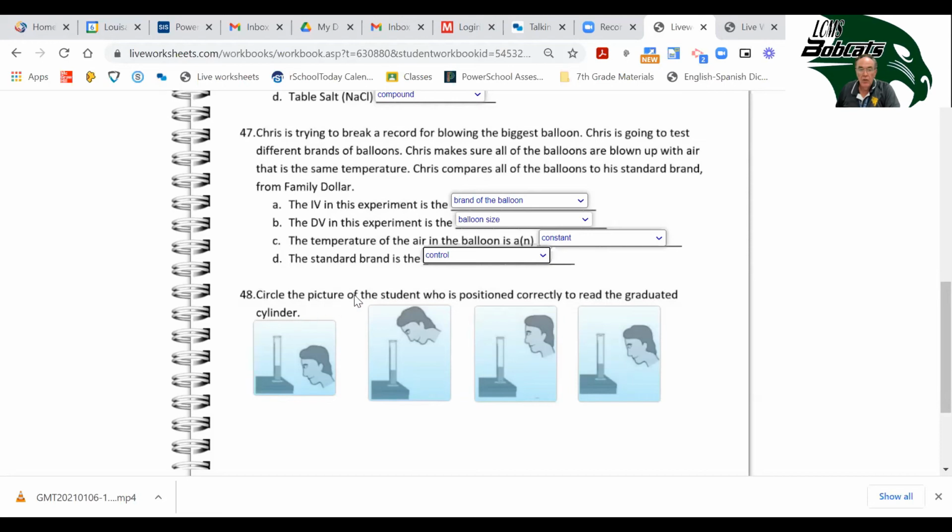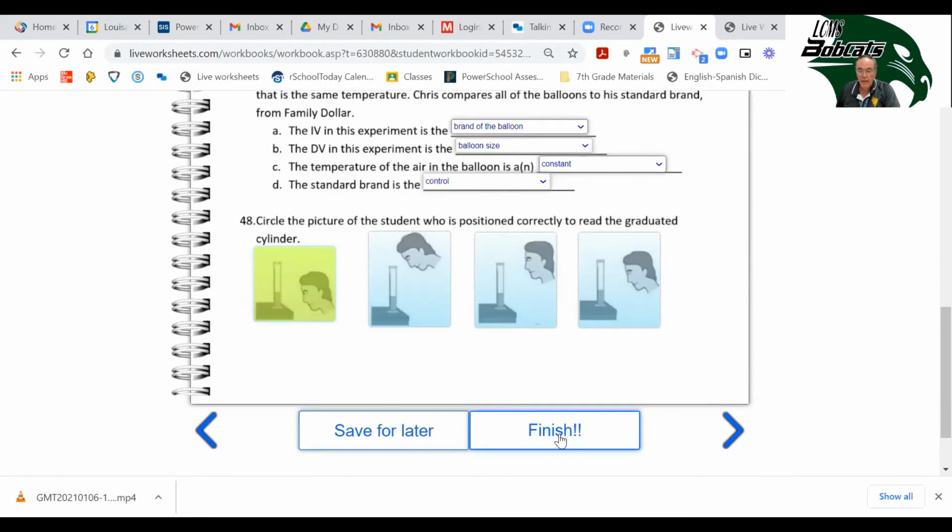Okay. Circle the picture of the student who is positioned correctly to read the graduated cylinder. Well, it wouldn't be this guy looking down into it. It wouldn't be this guy looking past the top of it. It wouldn't be this guy looking down at an angle. You should look straight at it. So this is the one that you should pick.